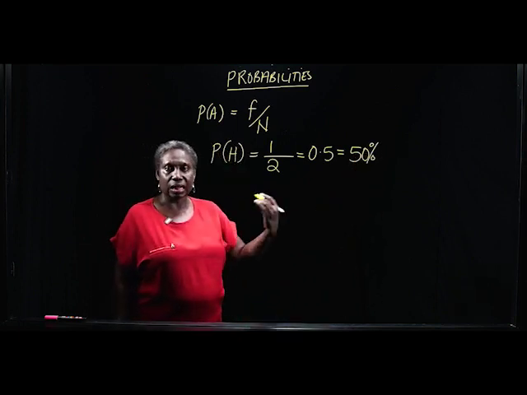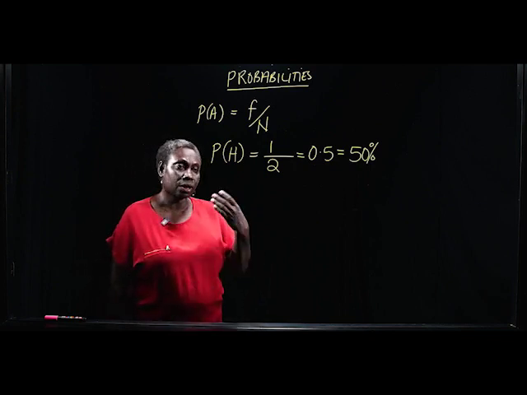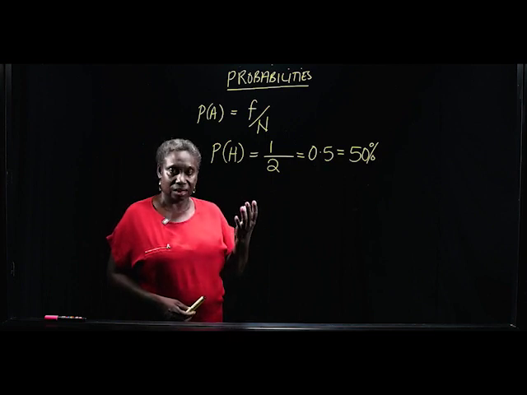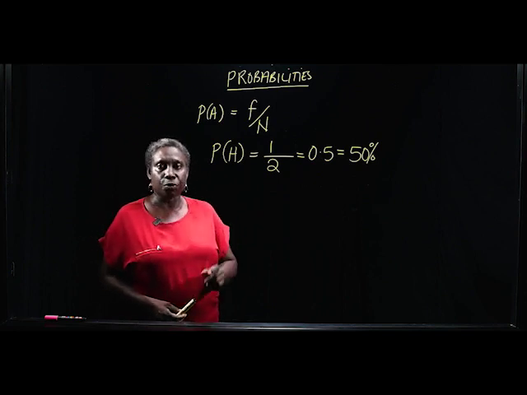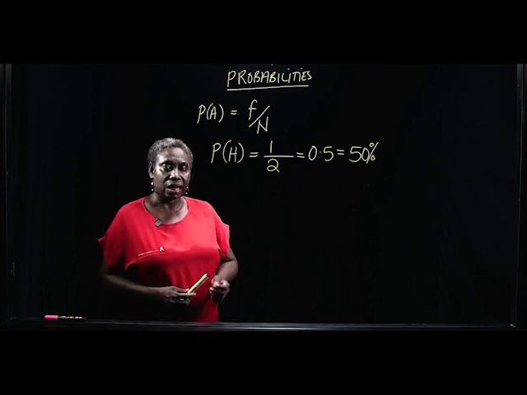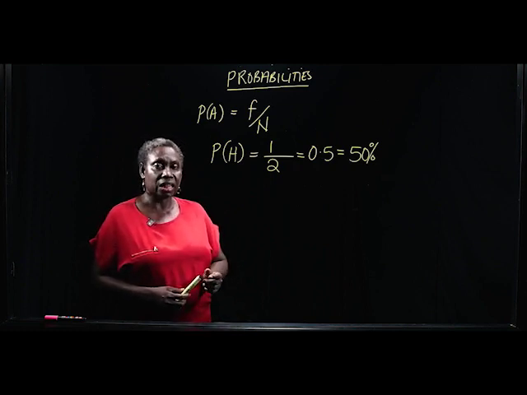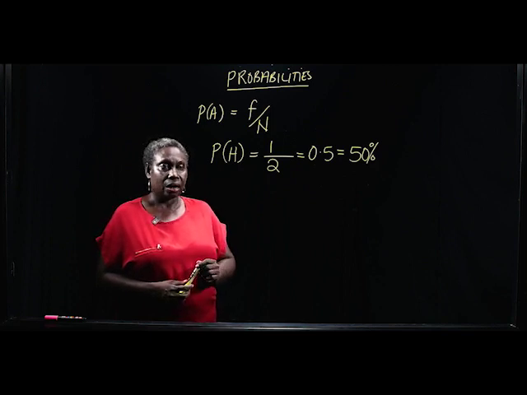Now, let's look at another example. Let's look at a dice. If we look at a dice, how many sides does it have? 6. And each side has only one number. We have numbers from 1 to 6. So the total possible outcomes in a dice would be 6, and the number of each face is only 1.